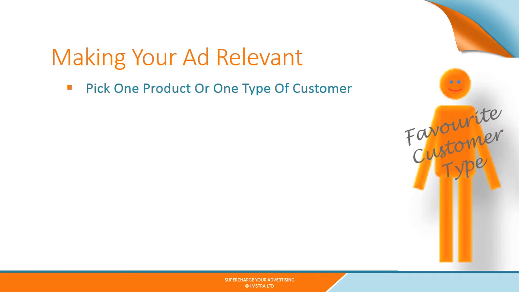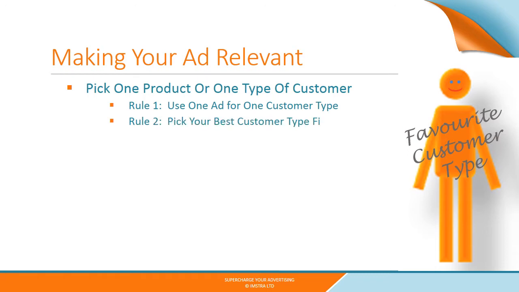So rule 1 is to specialise. Use your ad for one customer type. Don't try to sell everything to everybody. It means that your ads will end up being bland, and you don't want to be bland. You want to stand out from the rest, not be part of it. And rule 2 is to pick your best customers and start by advertising just to them, so you get more of the same great customers.